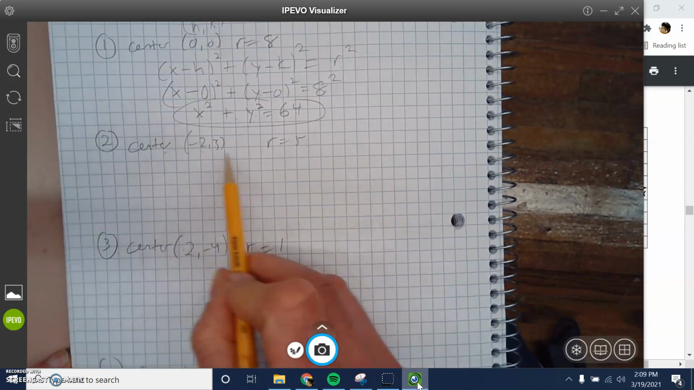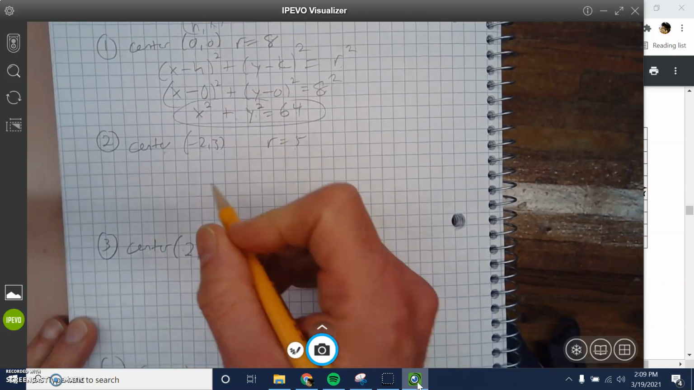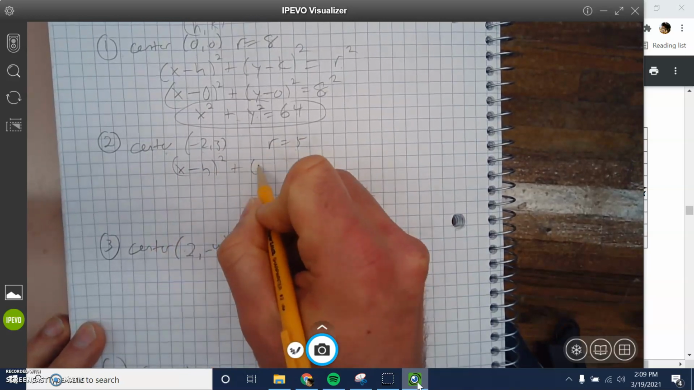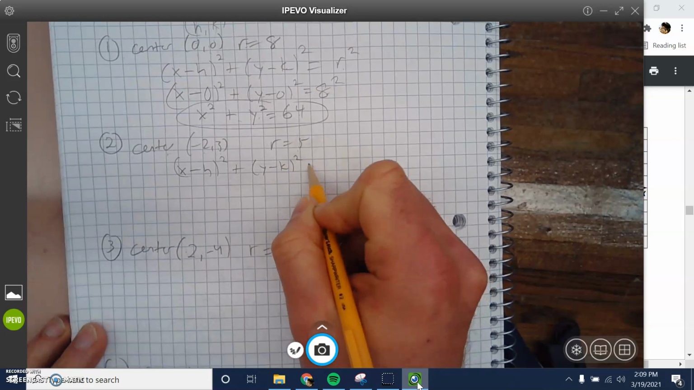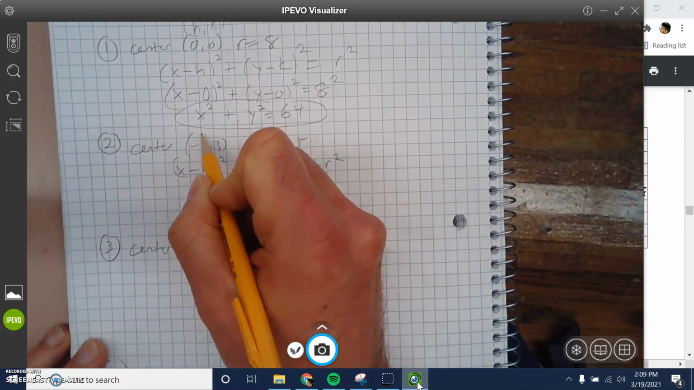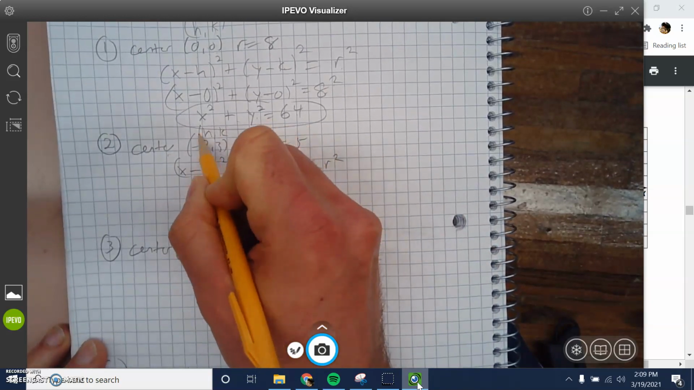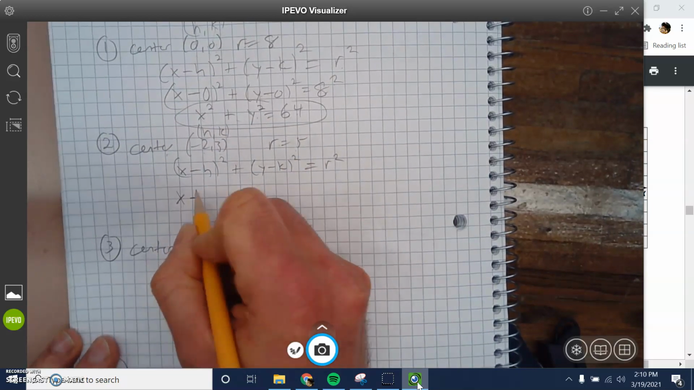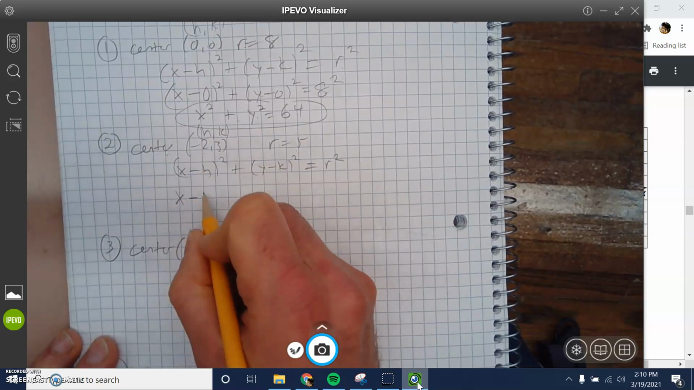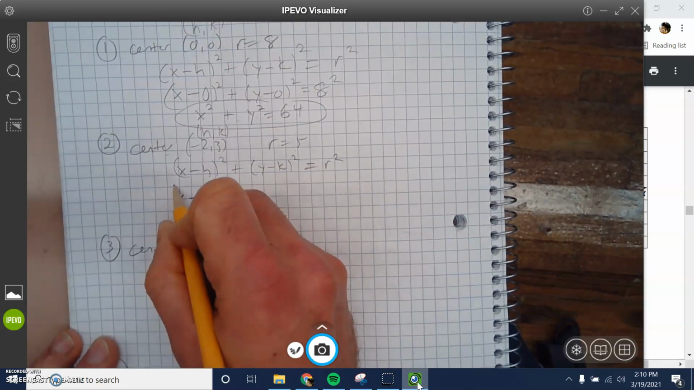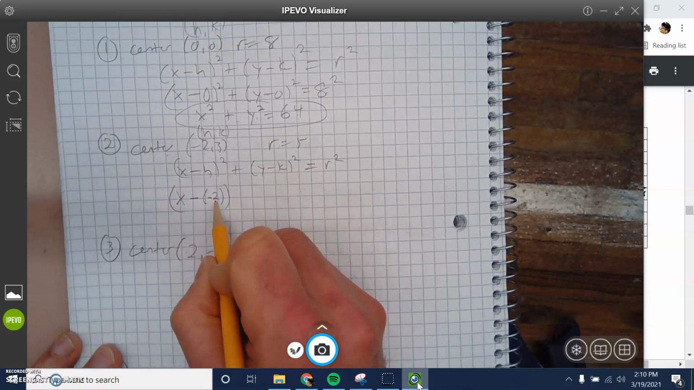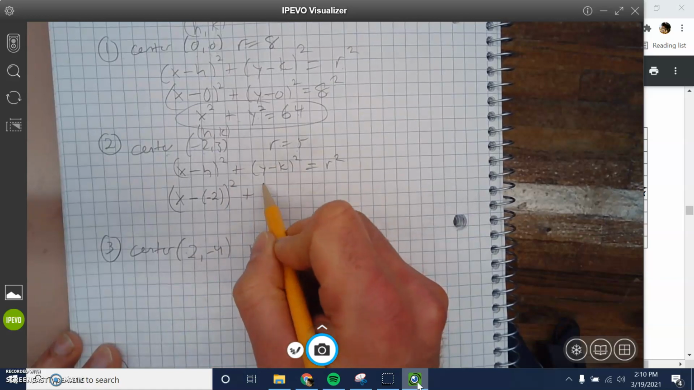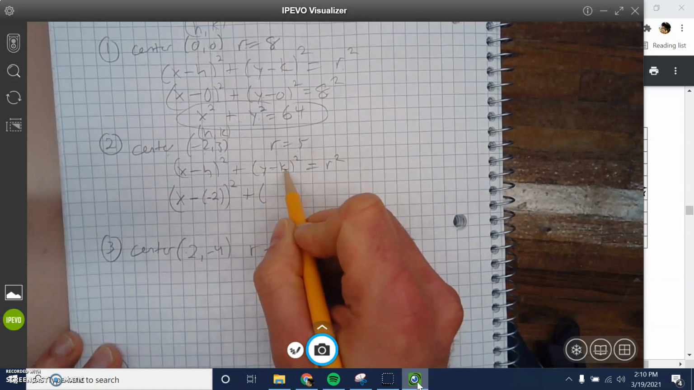All right, let's try number 2. Center, -2, 3, and radius is 5. Okay. X minus h squared plus y minus k squared equals radius squared. And the center is hk. And the radius is 5. Okay. X minus, all right, h is -2. So just like the first one, h is negative 2. It's not minus 2, it's minus negative 2 squared plus y minus k.